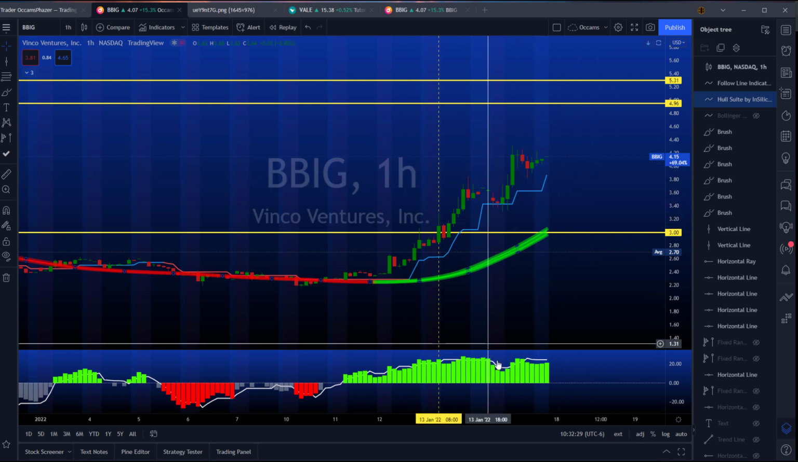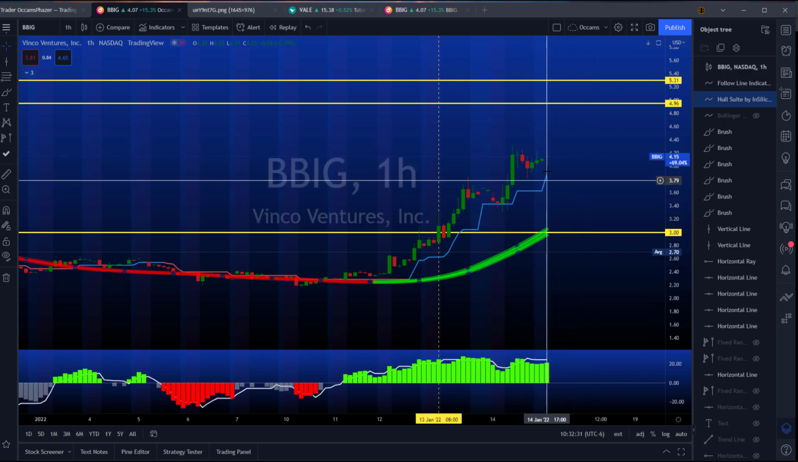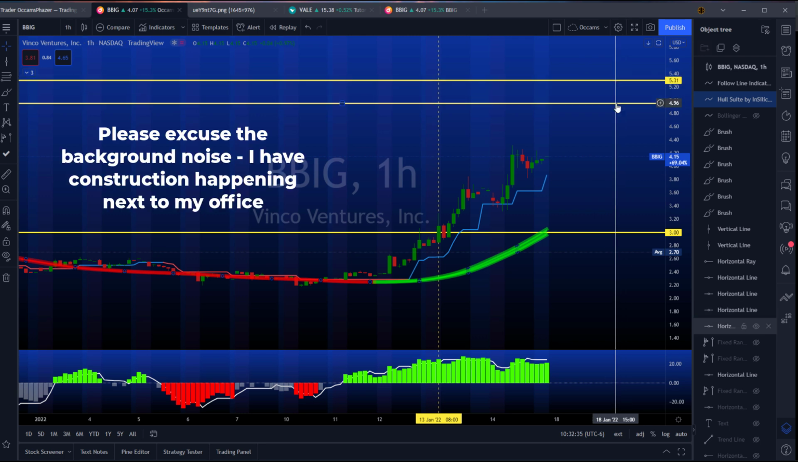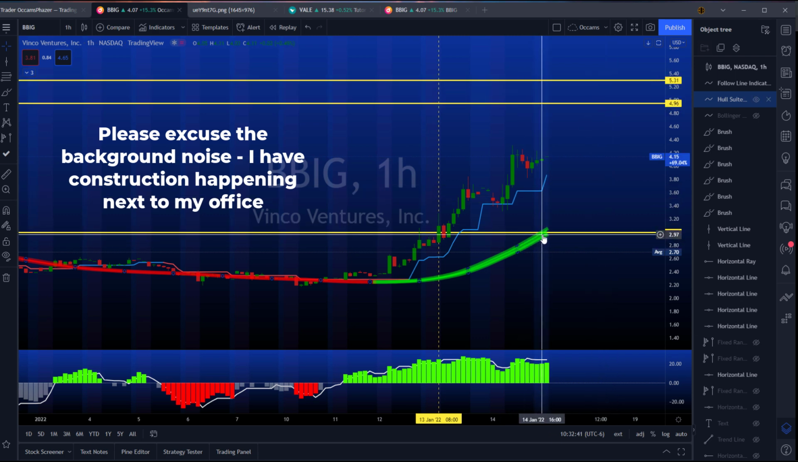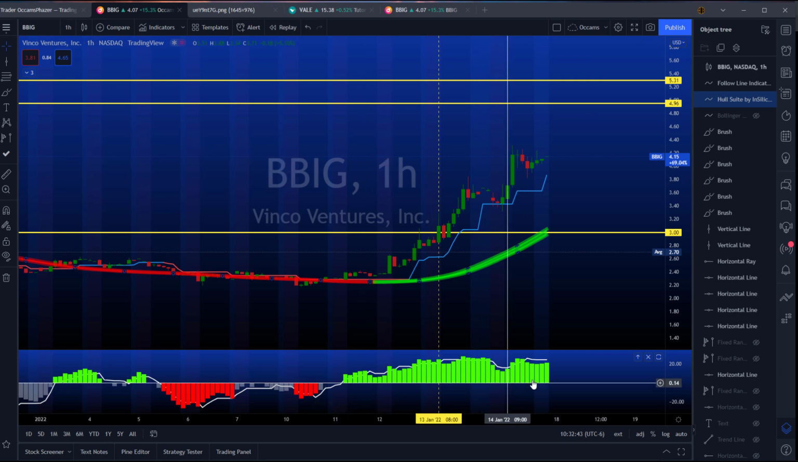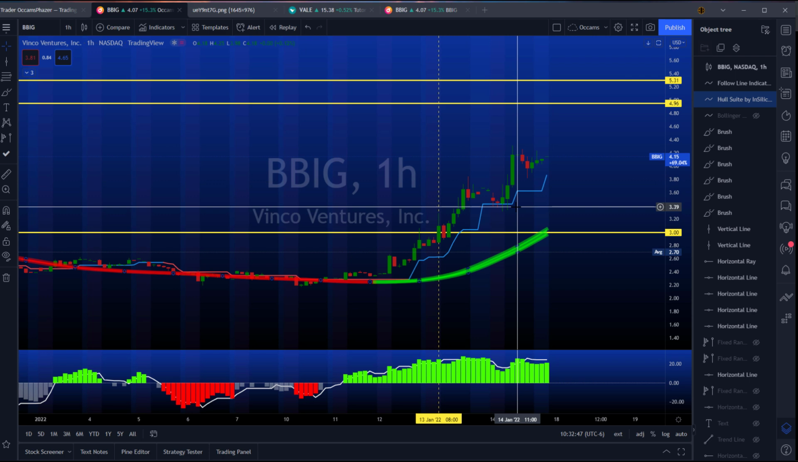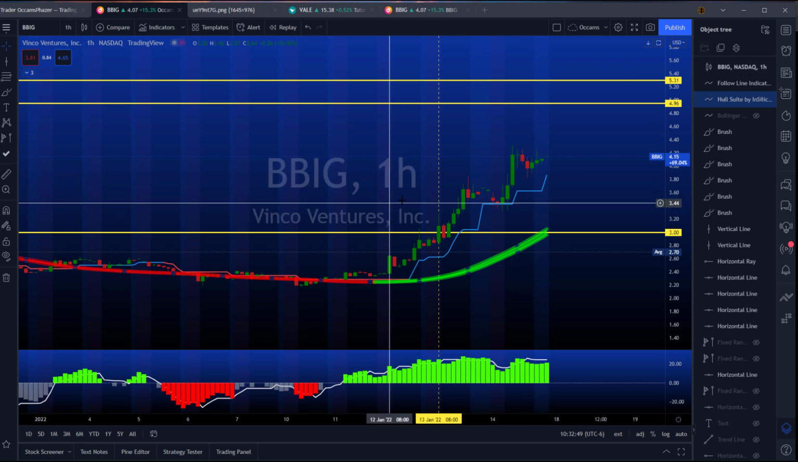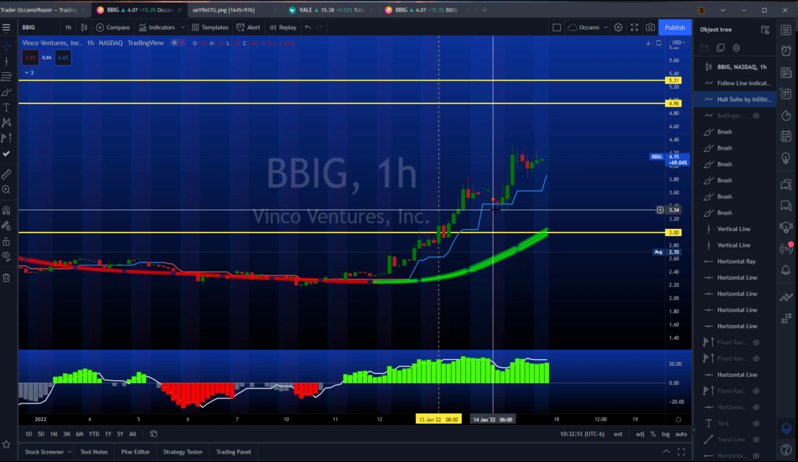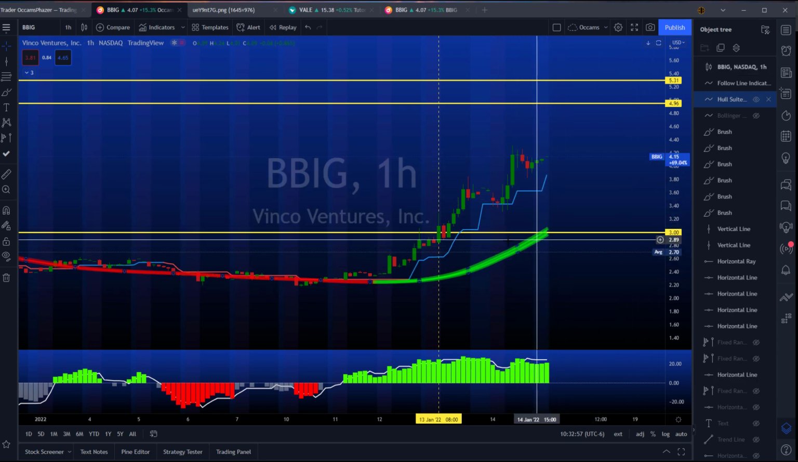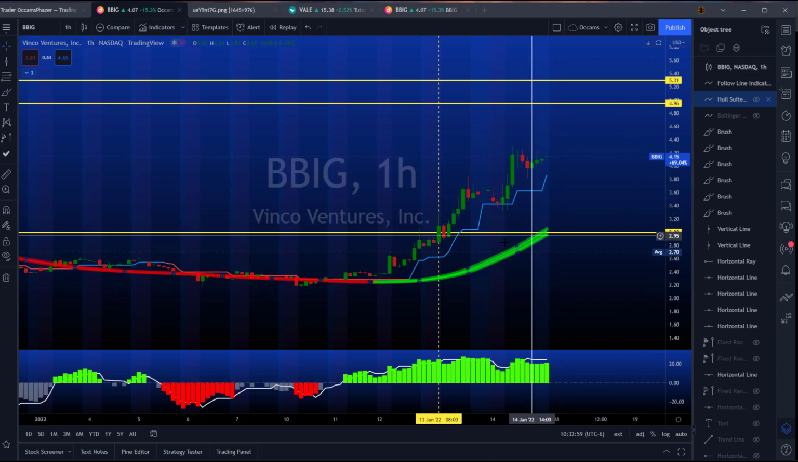But what I'm going to be looking for as BBIG moves up to this volume shelf, I'm sorry, the $5 to $5.31 level, this zone right here, is for the QQE to remain green and strong. I do not want to see any candle bodies on the 1 hour close below the follow line. And the price must remain above its Hull indicator.